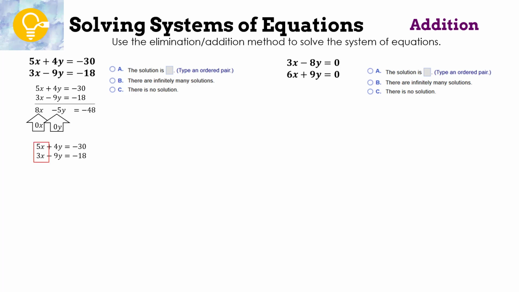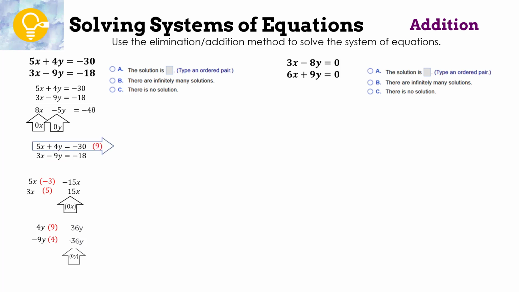Let's look at the x's for a second. I have 5x and 3x. If I multiply 5x times negative 3 and 3x times 5, I'll have negative 15x and positive 15x. That will give us 0x, so that's an option. Let's look at our y's. I'm going to take 4y times 9 and then negative 9y times 4. This will give us 36y and negative 36y. When I add down, I end up with 0y. Now, it doesn't matter. Either one, we're going to have to multiply both of the equations. I decided to get rid of the y's for this one.